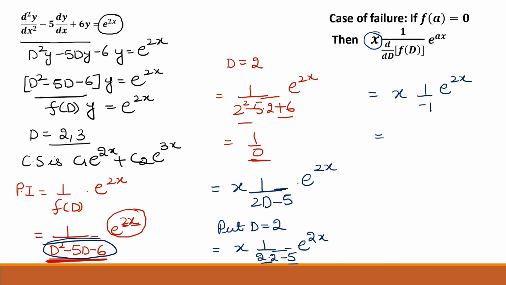So what is my particular integral? See, now we are not having any D operator. So this is our final result for particular integral. That will be minus x e power 2x, right?